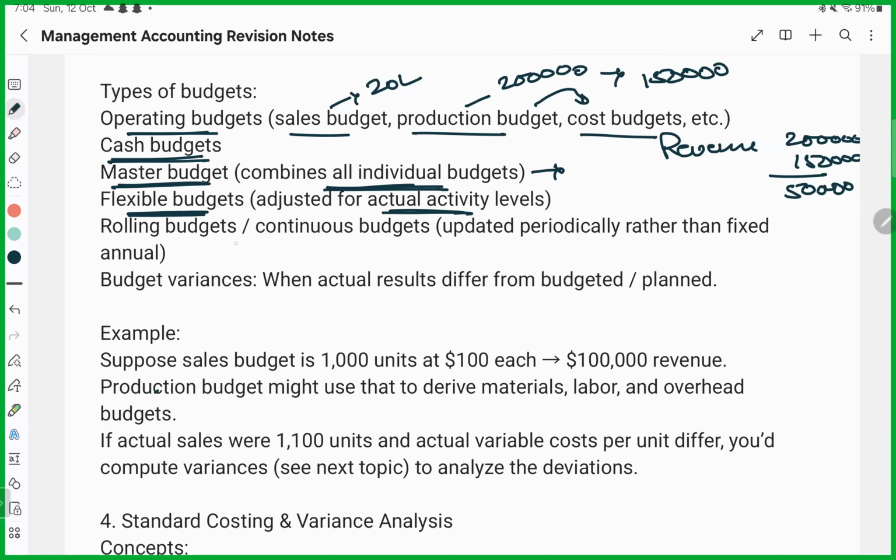The rolling budgets or the continuous budgets. See, usually the practice followed in organizations is that they prepare the budgets at the beginning of the financial year and then follow the budgets for comparing the positions or the actuals. But rolling or continuous budgets provide me with the flexibility to keep on updating the budgets over a period of time.